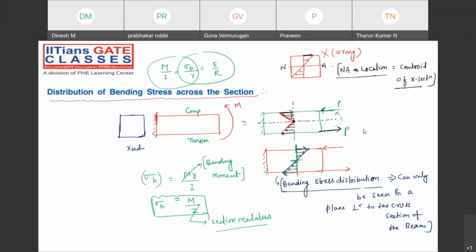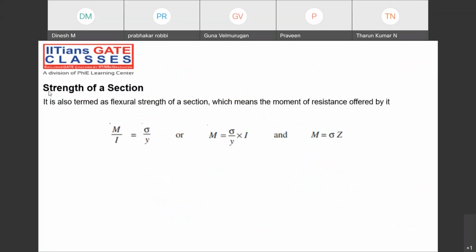Perfect. Note down strength of any section. How to calculate the strength: if any particular beam is there, how much amount of bending moment it is able to resist, that is what we call strength of that particular section. Sometimes we call it flexural strength of that section. How much moment of resistance it offers will be directly proportional to what? Suppose sigma is constant, so M will be directly proportional to Z, section modulus. The stronger the section modulus, the stronger will be the strength of that particular section. Now somebody will ask me, sir, how to calculate that section modulus? That is very important.